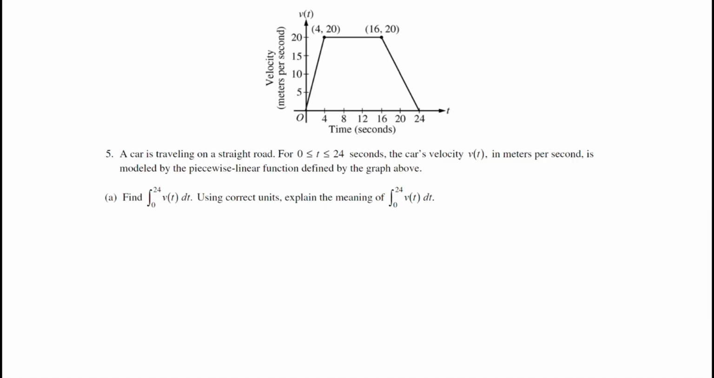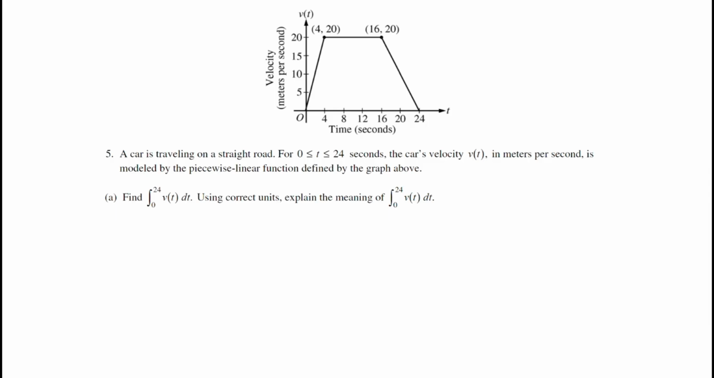All right, this is question number 5 from the 2005 AP Calculus AB exam. This is a motion question. We've got a car traveling on a straight road from t equals 0 to t equals 24, and we've got its velocity in meters per second. We don't have an explicit function for it, but we've got a graph of this piecewise linear function, which looks like a nice little trapezoid.